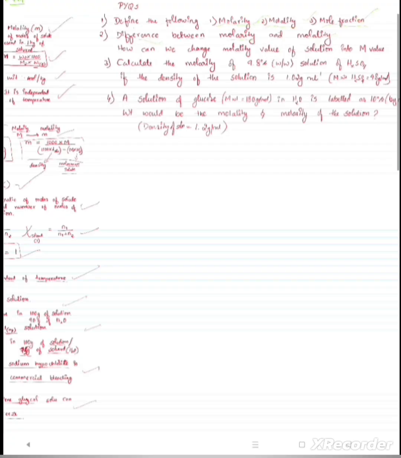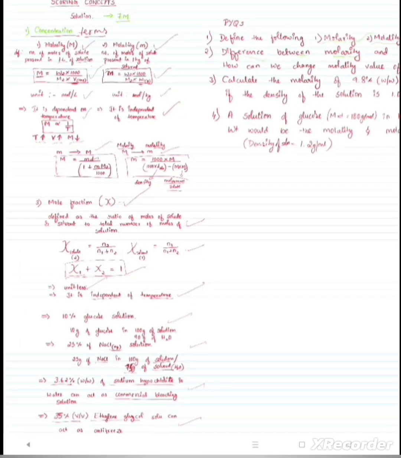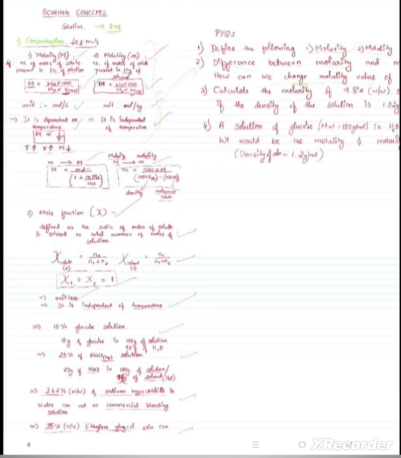Next, the difference between molarity and molality. For the difference, you can write one definition, and the formula, unit and temperature. These four points you can write for the difference. Then next, how can we change the molality value of a solution into a molarity value? I already told you the relation between molality and molarity is important. I gave two formulas, and these two formulas are very, very important.